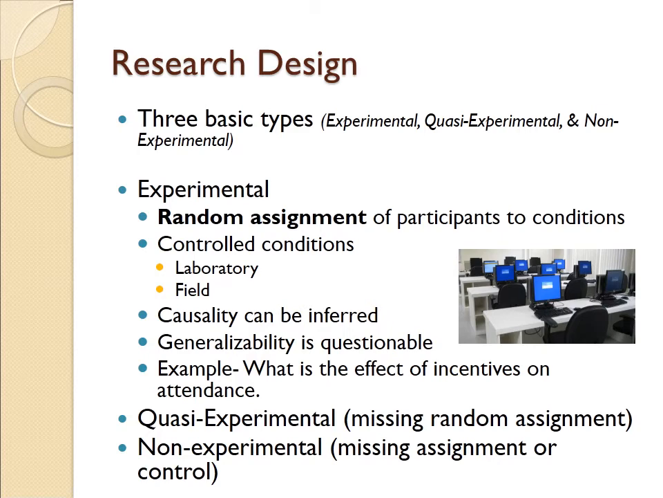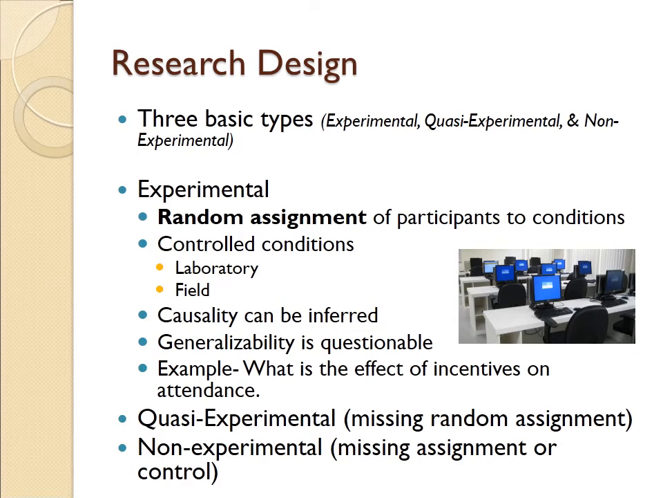You controlled exactly what type of music they listened to, how they listened to it, how they were assigned to rooms. They knew they were in an experiment. So a lot of times it's harder to make an argument that it would generalize to different groups of people. So an example, what are the effects of incentive on attendance?